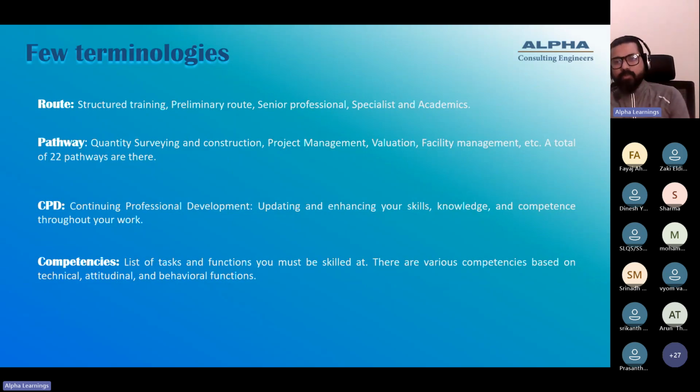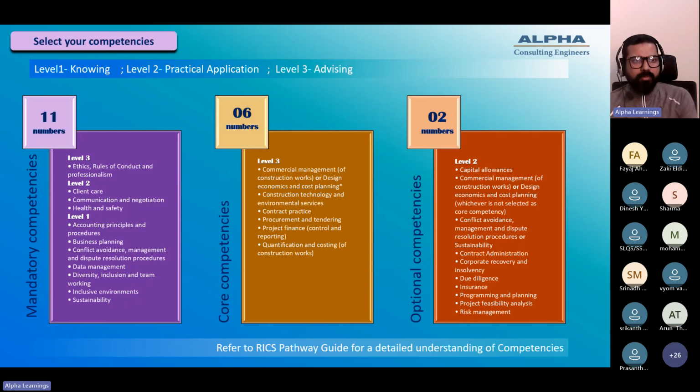Then competencies. So what are these competencies? I would rather say these are the subjects. Like in academics, we usually learn subjects. So here the competencies are a list of tasks or functions that you must be skilled at for a particular pathway. So there are different competencies for different pathways, right? We will understand that in detail in the upcoming slides. Now, this is the list of competencies for the quantity surveying and construction pathway, right? Here you can see there are mandatory competencies, core and optional competencies.